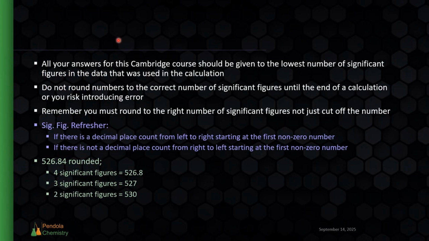So, a few things that we need to consider here for this mathematics. All your answers for this Cambridge course should be given to the lowest number of significant figures in the data that was used in the calculation. This goes back to significant figures from honors chemistry. You should be using those significant figures. A lot of the time, because we're just multiplying and dividing, your answer is going to match in significant figures the number given to you in the question that has the lowest number of them.